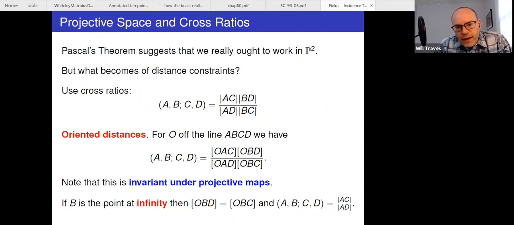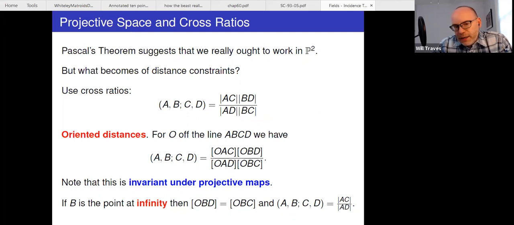So instead of using distances directly, we're going to use cross ratios. Just as a reminder, a cross ratio of 4 collinear points, A, B, C, and D, is this product of oriented distances. You take AC times BD divided by AD times BC, like this. And if all the points are in, let's say, R2, then it's really easy to understand what this is.